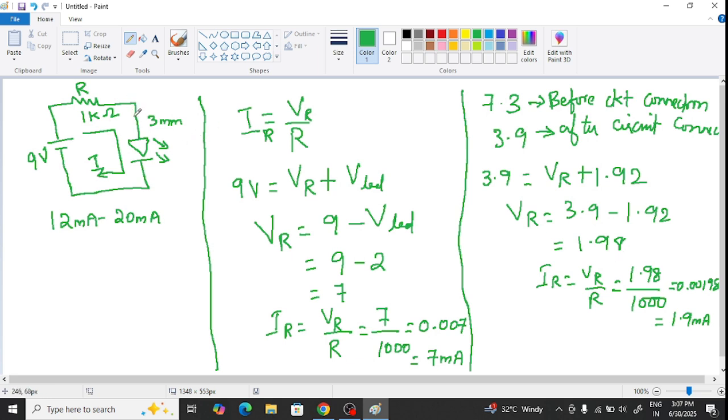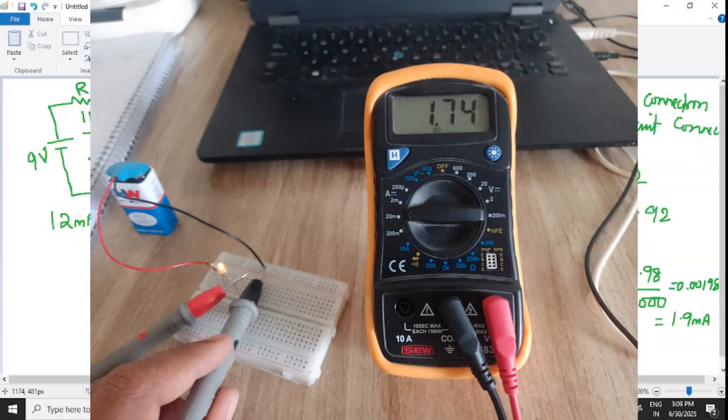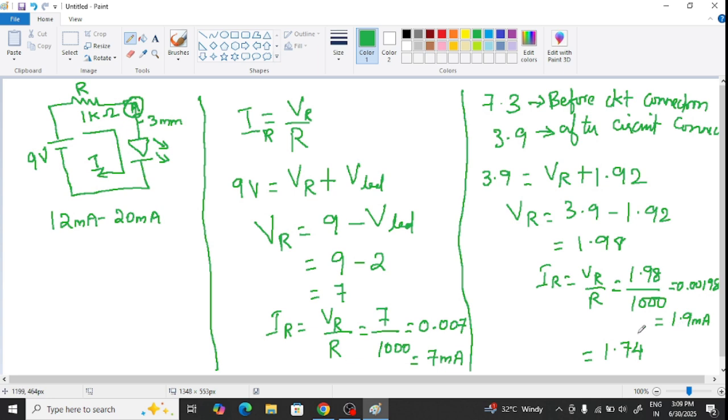So where will you connect your ammeter in this circuit to check the current? You have to connect it here. Connect the positive of the multimeter here and negative of the multimeter here, and set the multimeter in amps, milliamps. So this is your current. You have to connect it here. So you can see the current flowing is 1.74. So practically it is 1.74, and the answer which we are getting is 1.9.